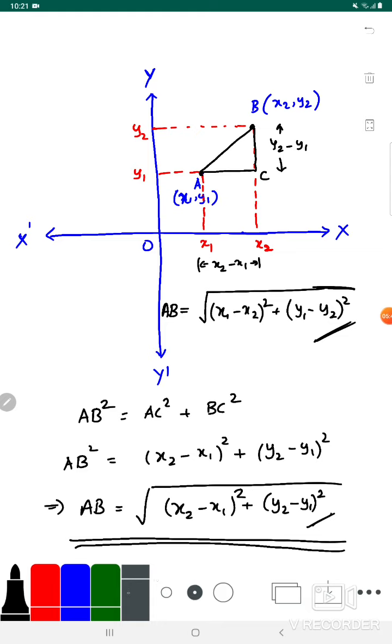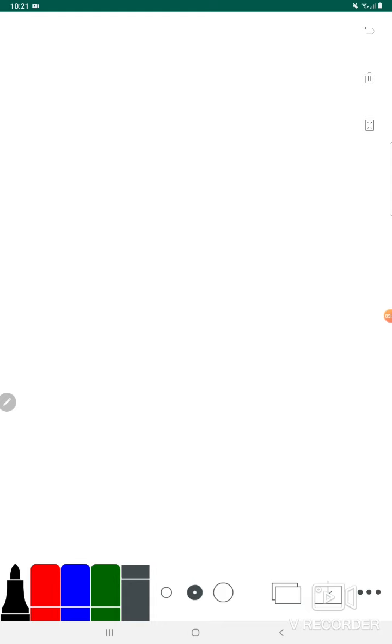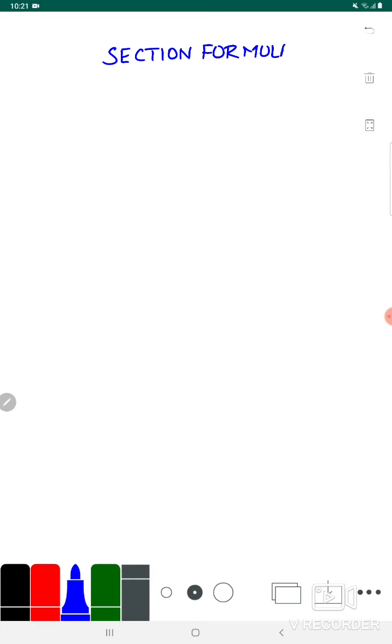Now, moving on, section formula, right. So what is the section formula and how do you get the desired derivation for this, right.